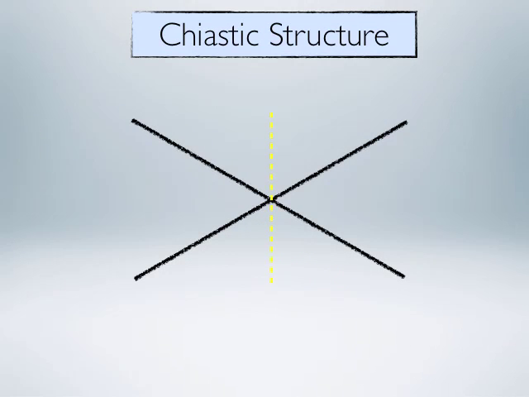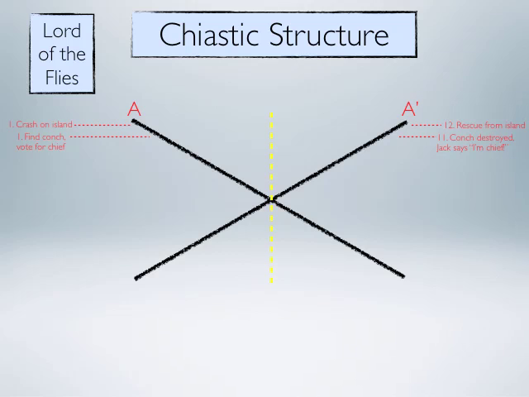We're going to look at chiastic structure in Lord of the Flies, because I know that's a story that you guys all know. So, A and A prime. Let's take a look at these. First event is the crash on the island. We don't actually see the crash, but we see the direct aftermath, and that's in chapter 1. If you look at A prime in chapter 12, they're rescued from the island. So there's your reflection, but it's a distorted reflection. They get on the island, and then they're rescued.